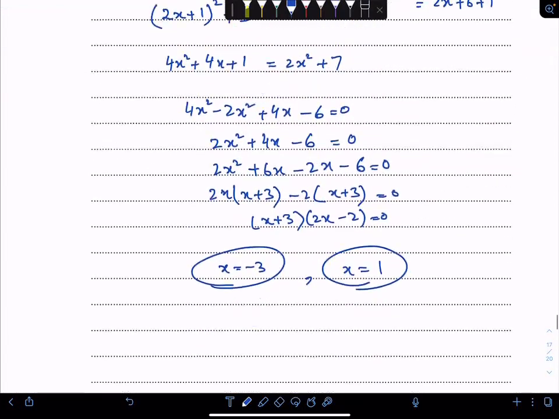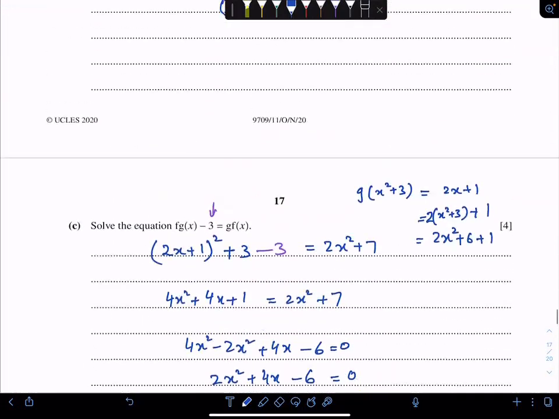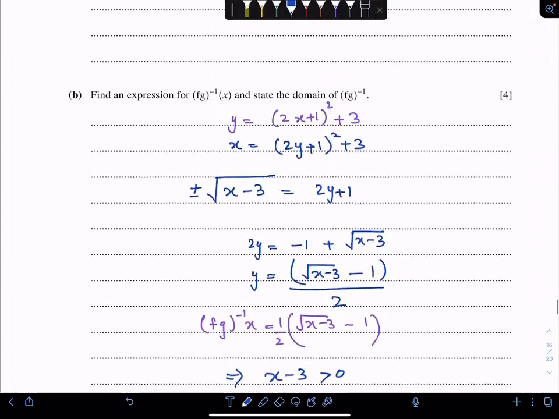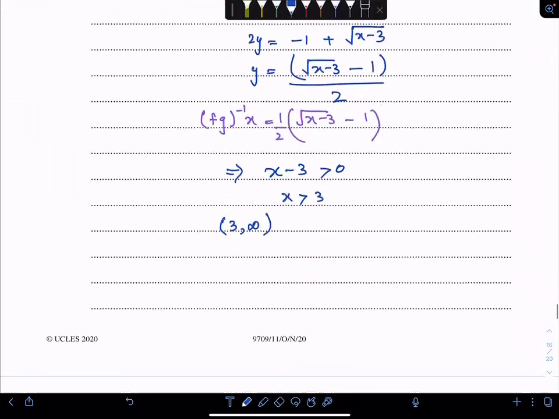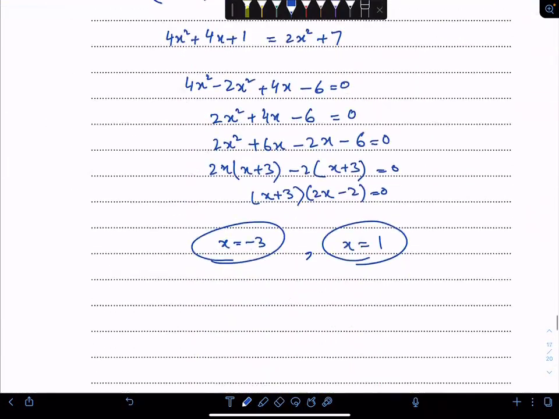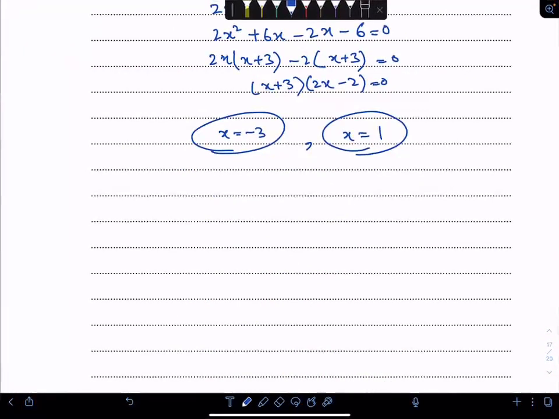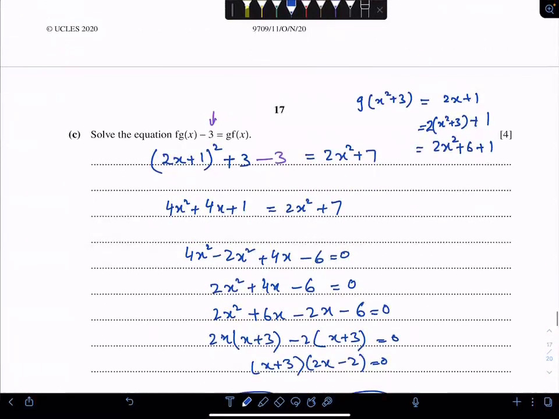Solve the equation: x is equal to minus 3 and x is equal to 1. x is equal to minus 3 is not included in our domain, because this was the fg composite function. So our only solution is x is equal to 1. But this x is equal to minus 3, we have to look for the composite function domain and range.